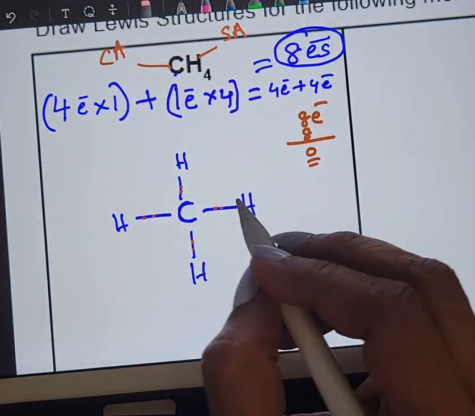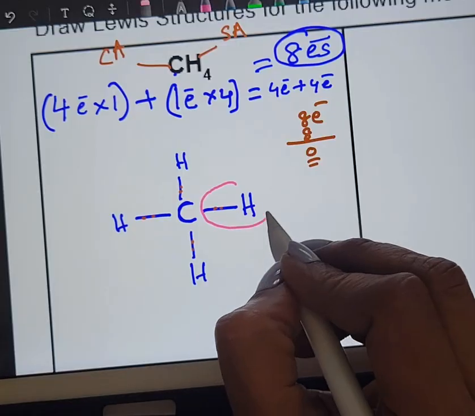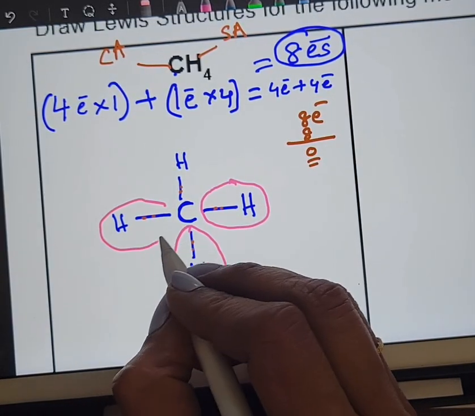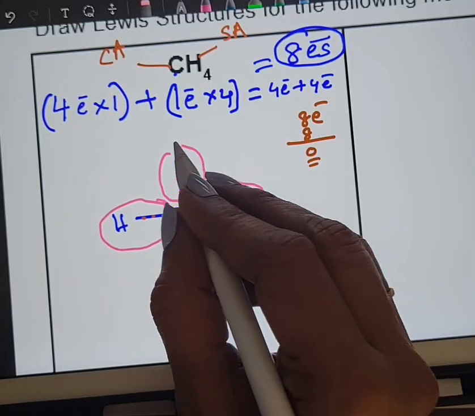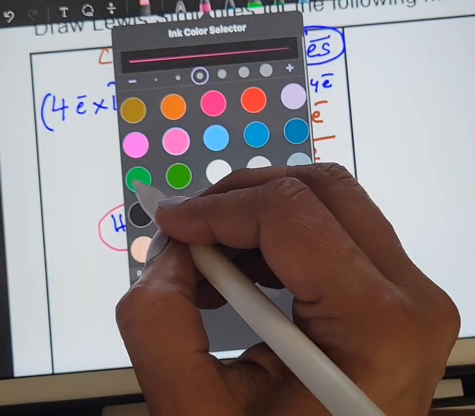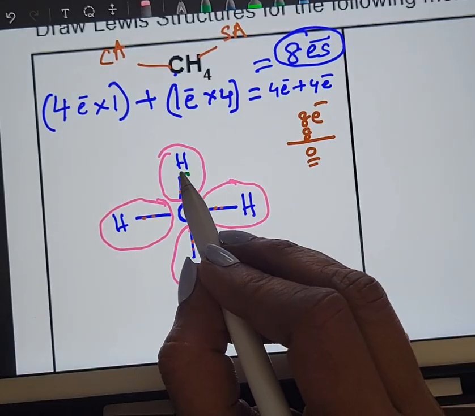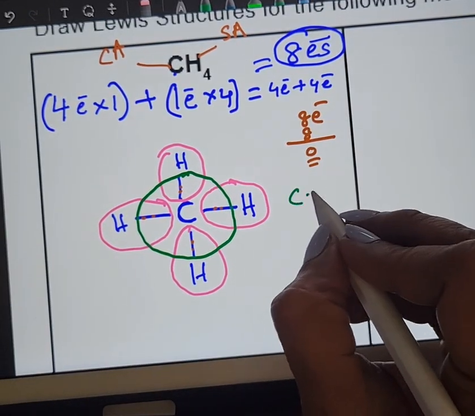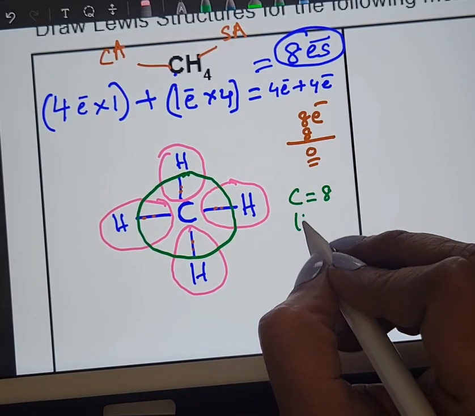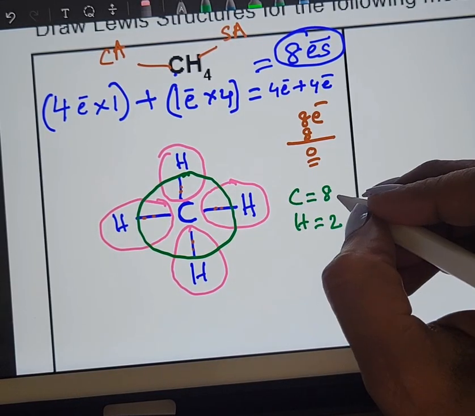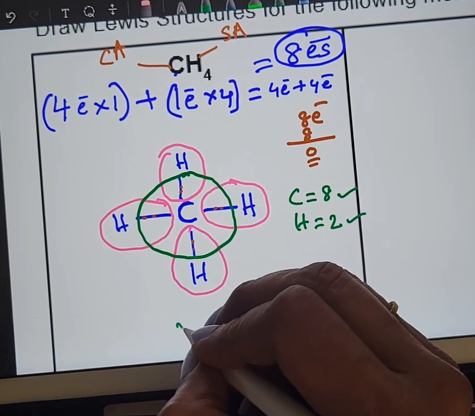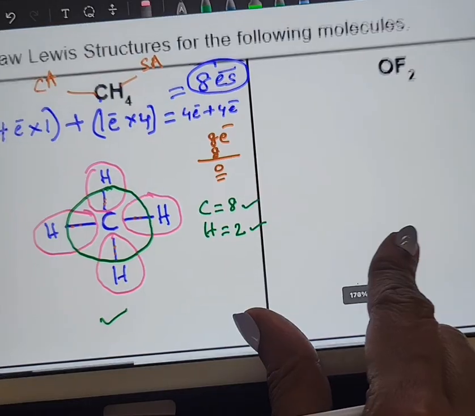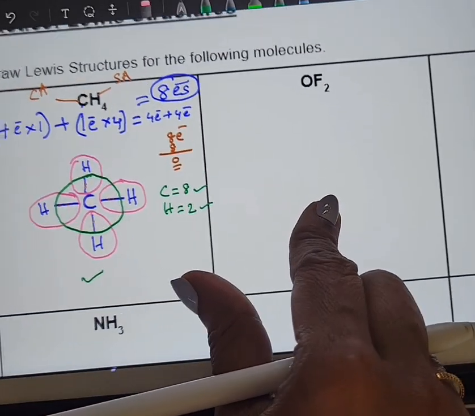So now we have to check whether all the atoms are happy or not. Okay. So hydrogen needs only 2. This hydrogen has 2, this hydrogen has 2, this hydrogen also has 2. All the hydrogens are happy. Now look at the central atom. Carbon, there is how many? 2, 2, 2, 2. The carbon also has 8 electrons. Hydrogen is happy and carbon has 8 electrons, so they both are happy. So our structure is happy. I am happy, you are happy. Okay, let's do the next one.